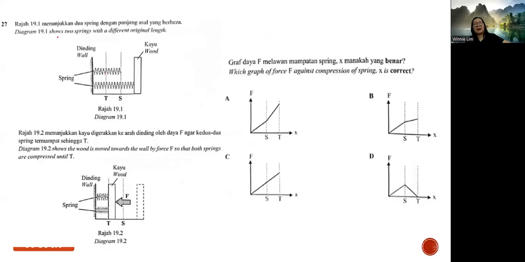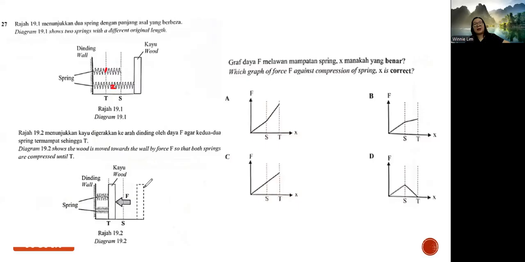27. Diagram 19.1 shows 2 springs with different original lengths. Okay, I name them spring 1 and spring 2. Spring 1 is shorter, spring 2 is longer. Then 19.2 shows the wood is moved to the wall by the force F.